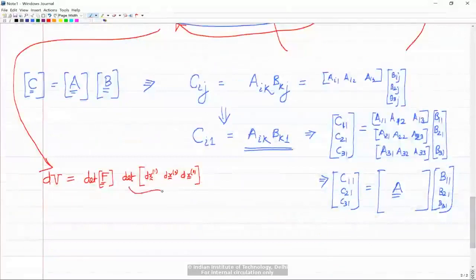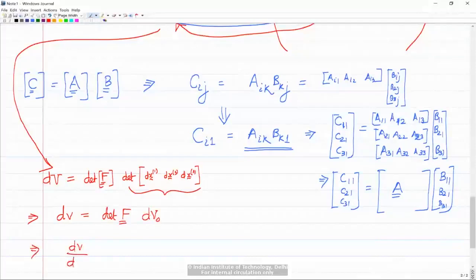But again, this number is a scalar triple product, right? And it's the same as the original volume. It's in terms of dX. So that tells me that dv is equal to the determinant of F multiplied with dV naught. Okay, so the ratio of the volume is simply dV by dV naught. That's equal to det F. Okay, this is how we derive this formula.